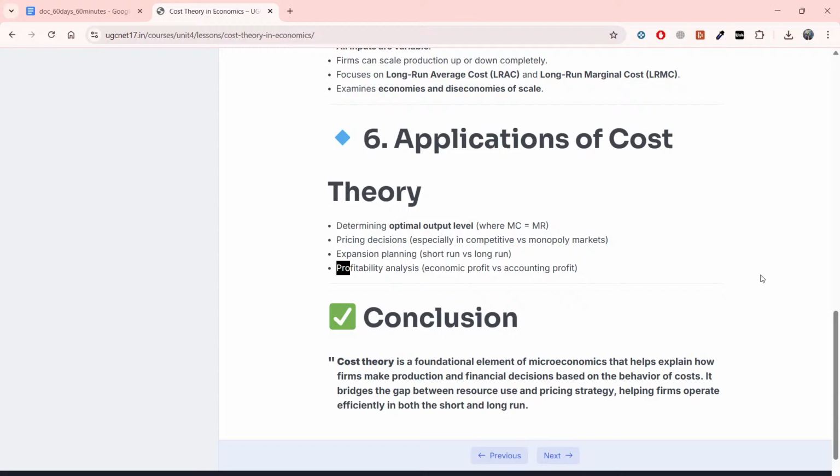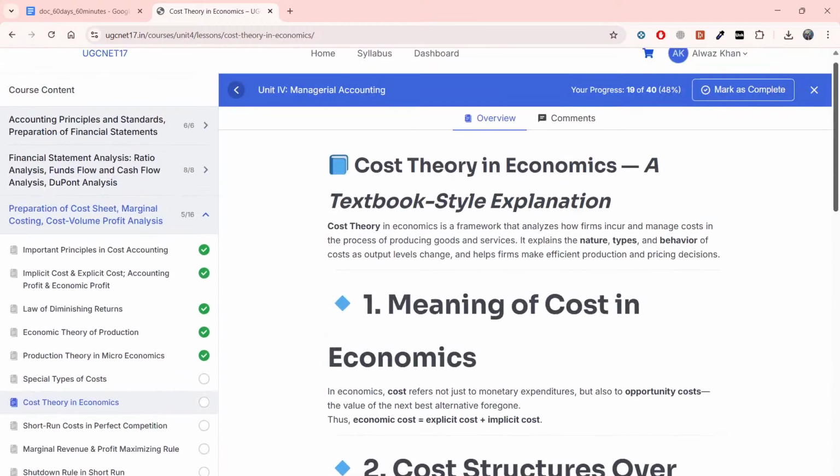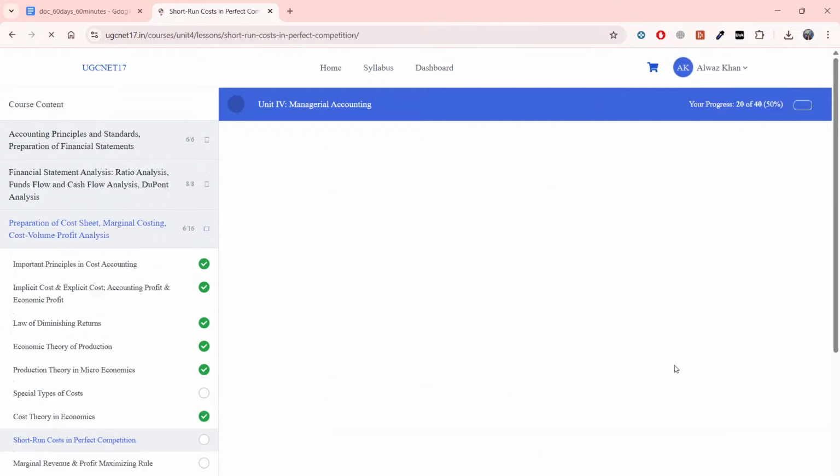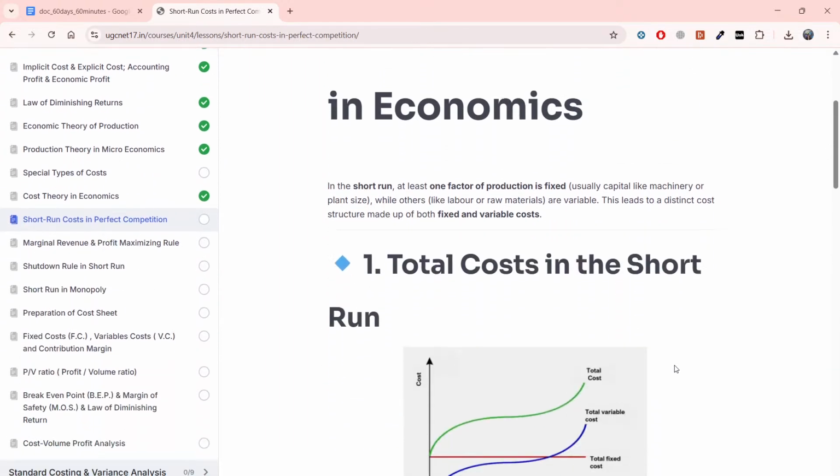Cost theory is a foundational element of microeconomics that helps explain how firms make production and financial decisions based on behavior of cost. It bridges the gap between resource use and pricing strategy, helping firms operate efficiently in both the long and short run. So short-run cost in economics, we have learned one of the factors should be fixed, while others can vary. Generally, we have two axes to mark, so we only mark x and y, out of which we keep one as constant.